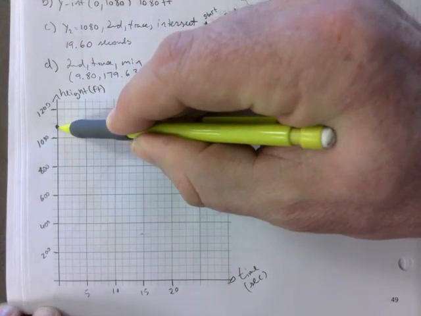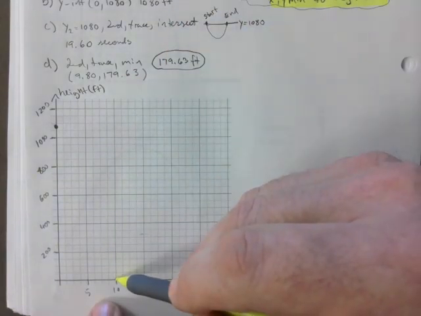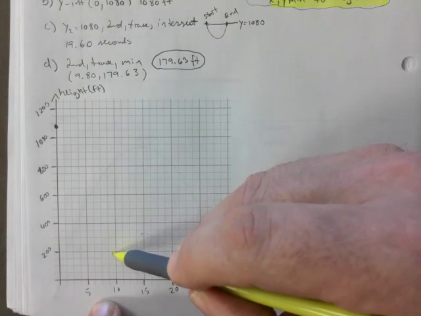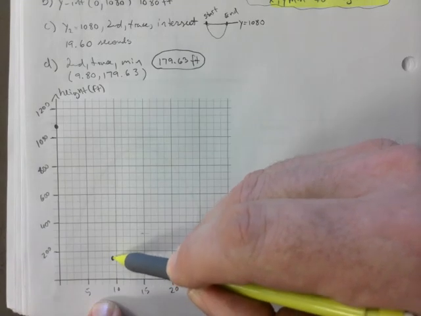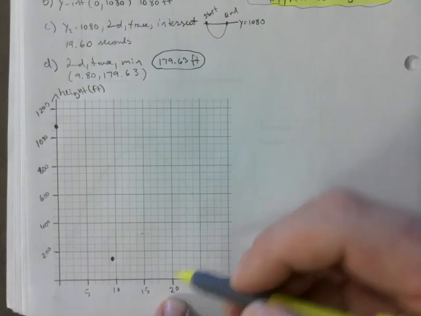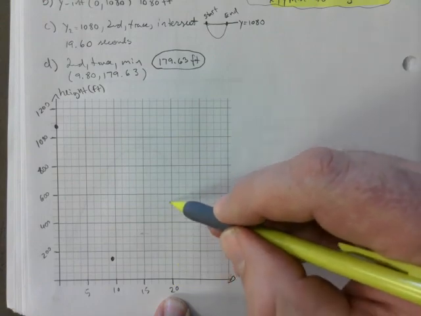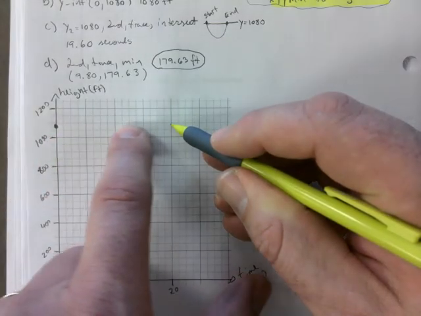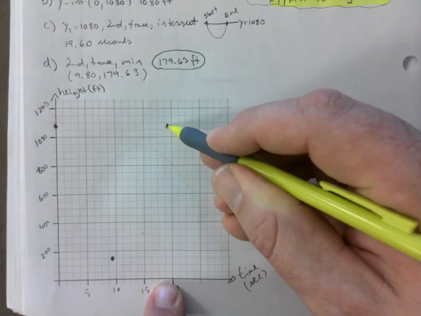You go to your vertex, which is at 980. And it goes all the way down to 179. Somewhere in here. And at almost 20, which is 19.60, we're going to go back to 1,080. So just make sure you line up with your initial point right there.